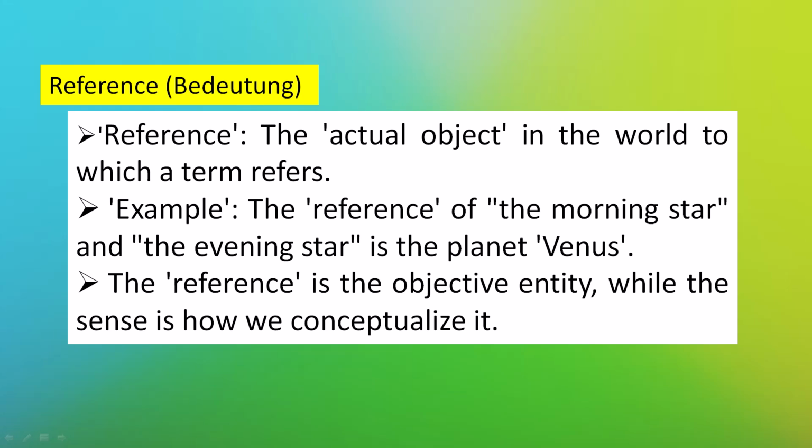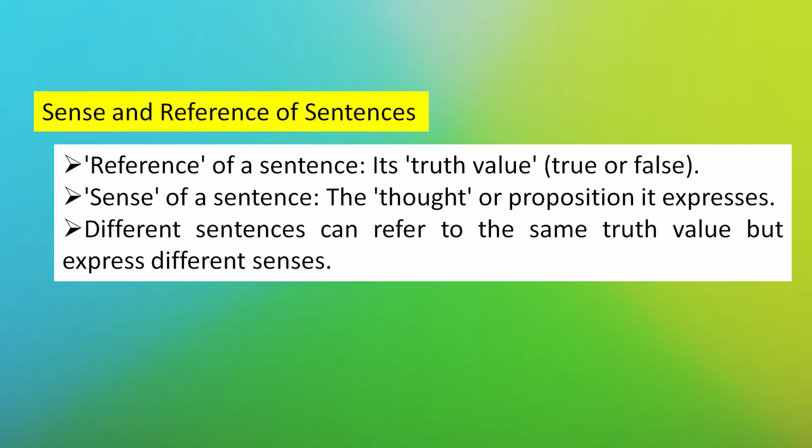The reference of the morning star is also Venus, despite its sense being the star seen in the morning sky. In Frege's framework, the reference is the objective entity, whereas the sense is the subjective or conceptual way that the entity is presented. This distinction between sense and reference is applied to sentences also. Frege extended his theory of sense and reference from individual terms to the whole sentence.